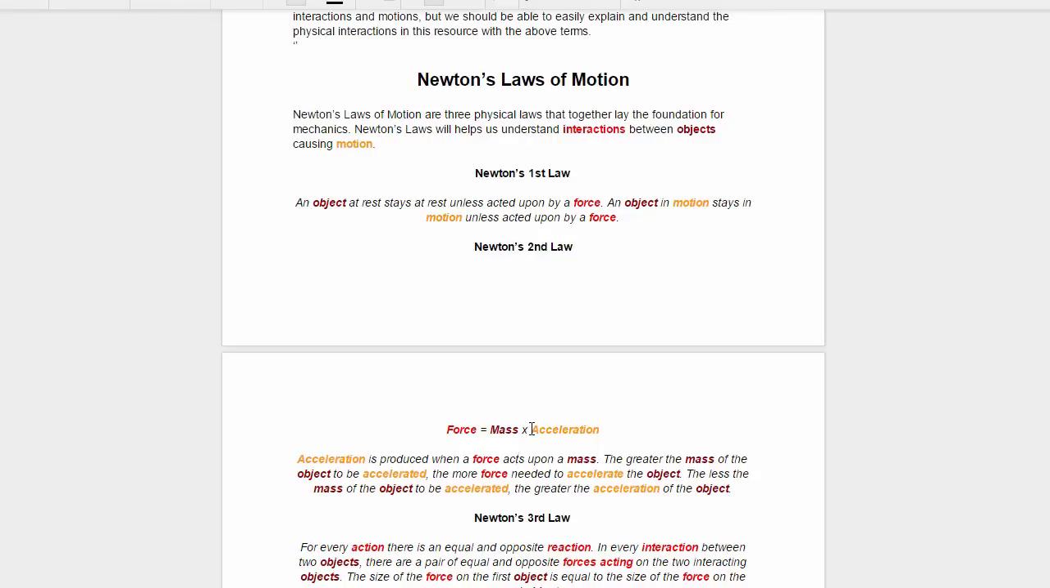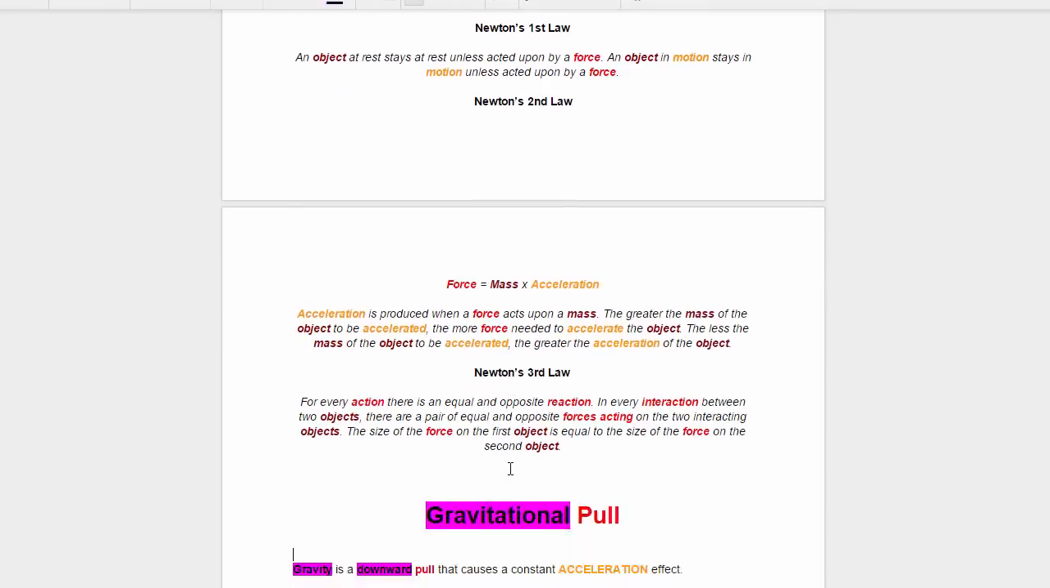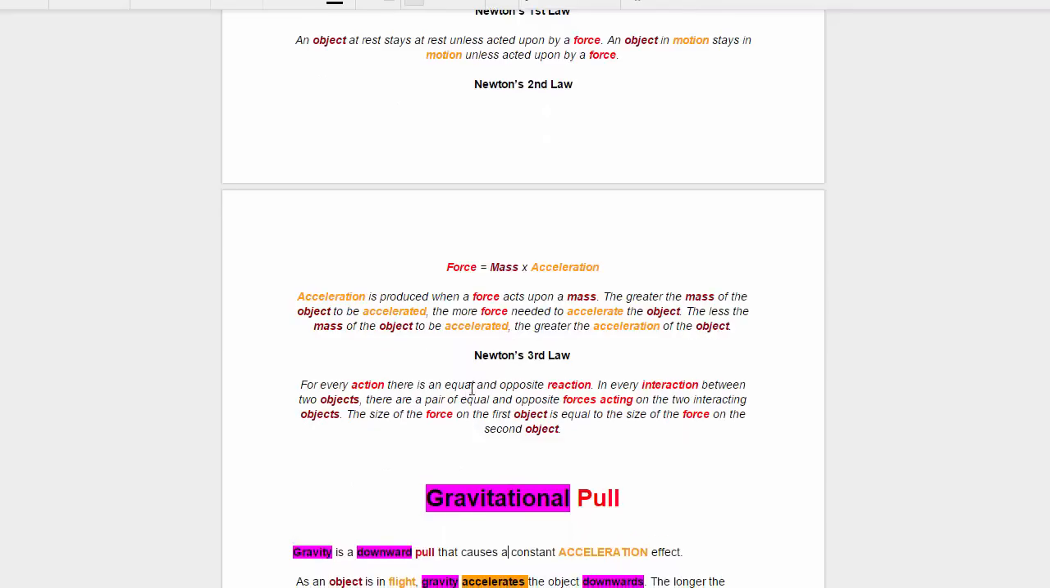This is force equals mass times acceleration. We've already dealt with that. Newton's third law is really important. For every action, there's an equal and opposite reaction. In every interaction between two objects, there is a pair of equal and opposite forces acting on the two interacting objects. The size of the force on the first object is equal to the size of the force on the second object, and is in the opposite direction.